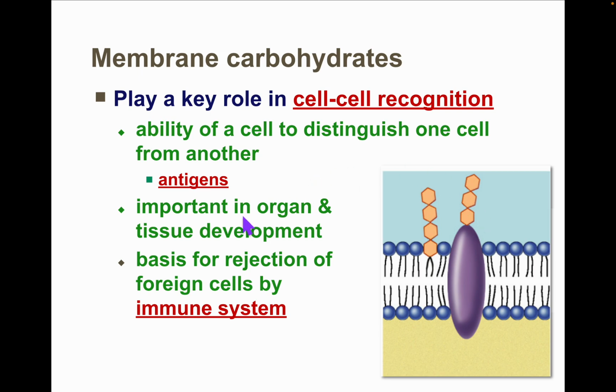But again, these are really responsible in helping our immune system determine what cells are ours and what cells are not. So a lot of times in organ transplantation or even in blood transfusions, we have these rejections because they're not recognizing the antigens. It's really important.